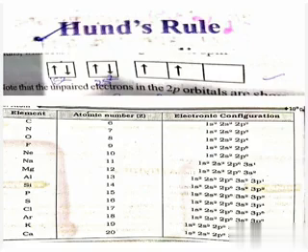Silicon, atomic number 14: 1s2, 2s2, 2p6, 3s2, 3p2. Phosphorus, atomic number 15: 1s2, 2s2, 2p6, 3s2, 3p3. Sulfur, atomic number 16: 3p4. Chlorine, atomic number 17: 3p5. Argon, atomic number 18: 3p6. Potassium, atomic number 19: 1s2, 2s2, 2p6, 3s2, 3p6, 4s1. Calcium, atomic number 20: 1s2, 2s2, 2p6, 3s2, 3p6, 4s2.